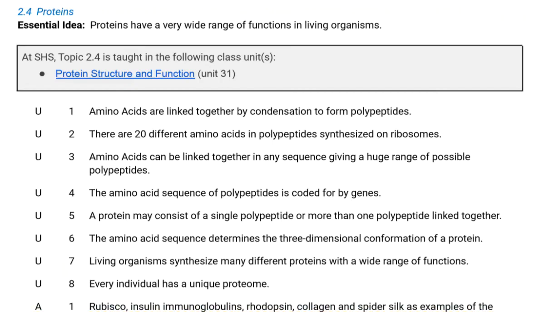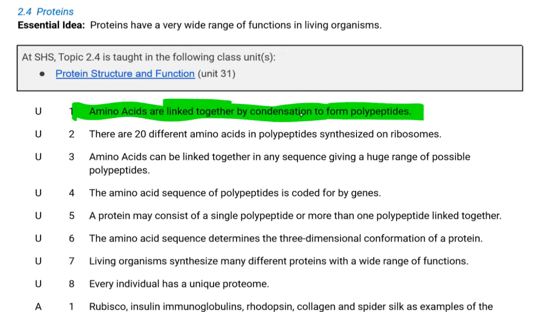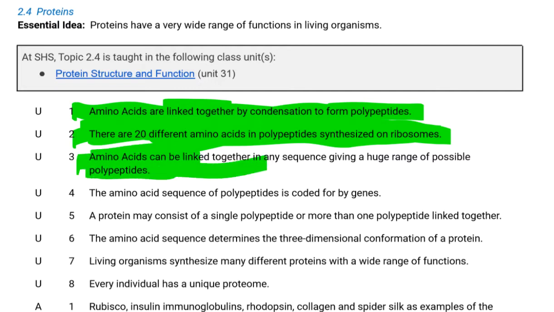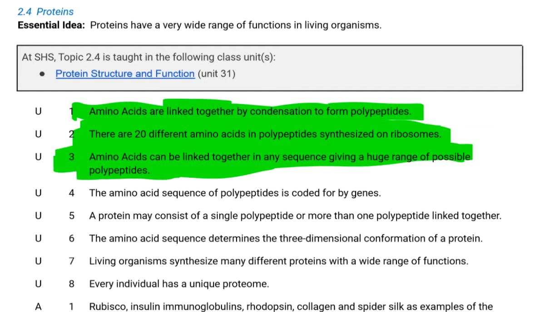Now we're moving on to proteins, which are quite cool. Proteins are just lots of amino acids linked together in condensation reactions, where they have a peptide bond and form a dipeptide and a polypeptide. 20 different amino acids form different variations of proteins because those 20 can be put in order, and order matters with proteins, so there can be a wide variety of proteins. Amino acids can be linked in any sequence, giving a huge range of possible polypeptides. So that's the point I was covering there.